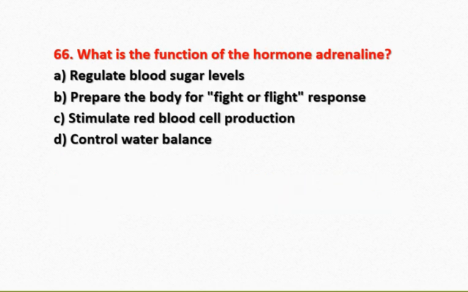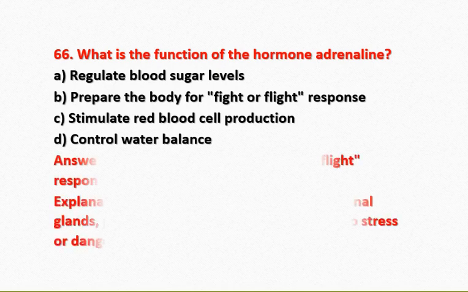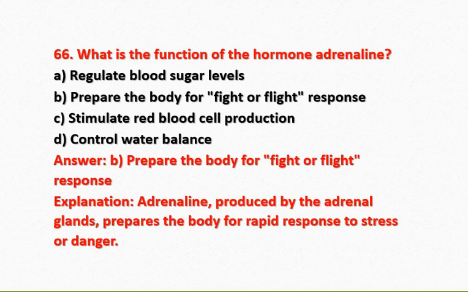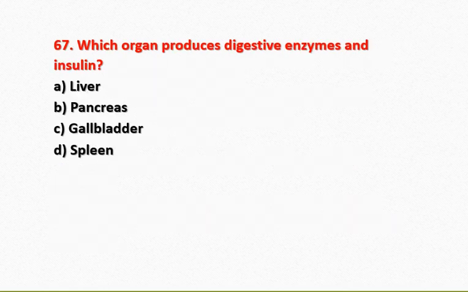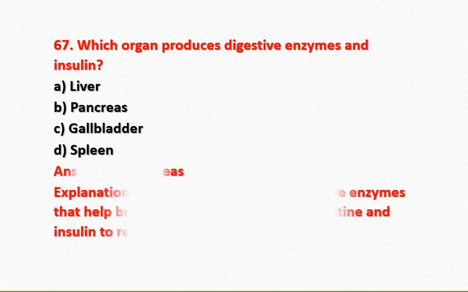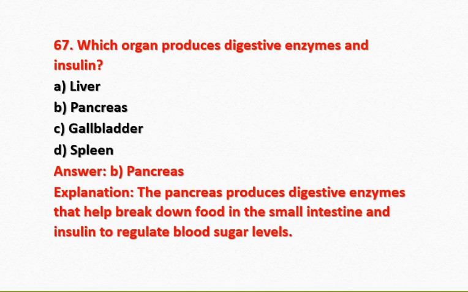What is the function of the hormone adrenaline? Correct answer is option B. Prepare the body for fight or flight response. Which organ produces digestive enzyme and insulin? Correct answer is option B. Pancreas.